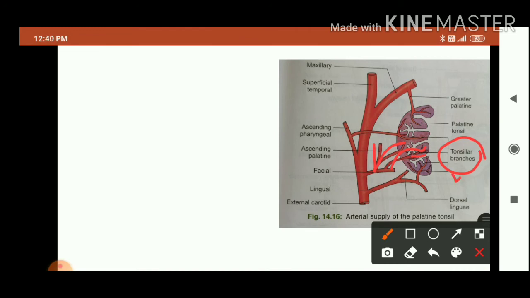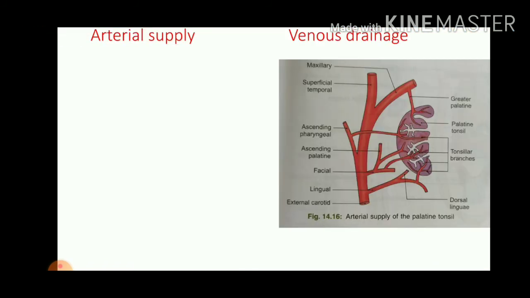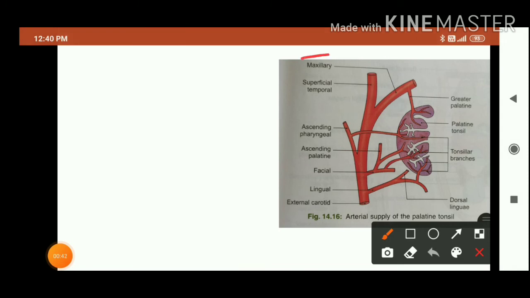This is the main arterial supply, but there are some other arterial supplies, for example the greater palatine branch of maxillary artery and so on. Okay, but the one thing to be remembered is that this is mainly the tonsillar branches of facial artery. Now what will be the venous drainage? Then remember that the vein drains mainly to the facial vein.